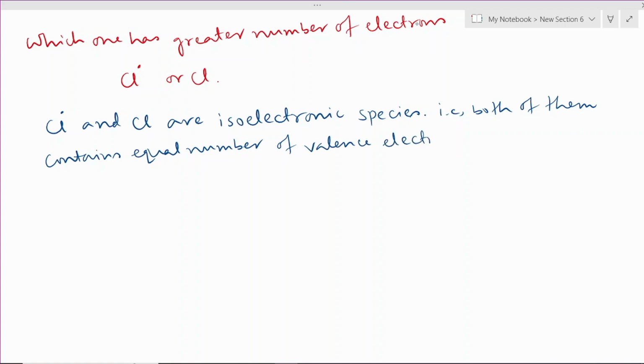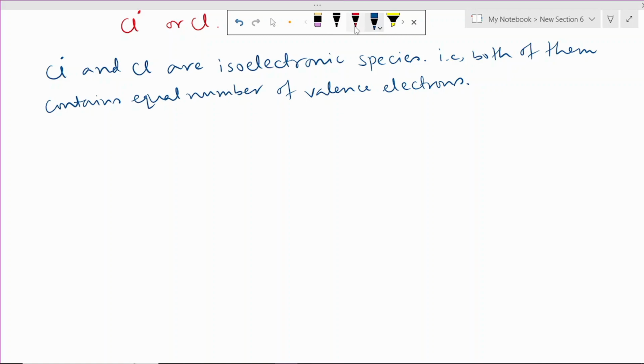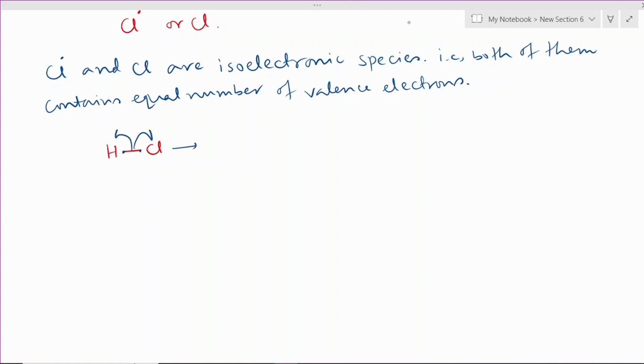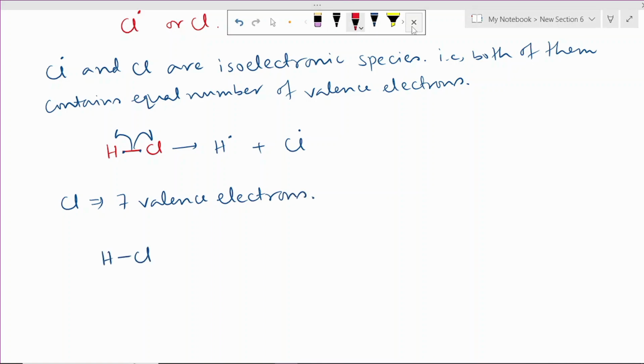valence electrons. In order to understand this concept, we take an example of HCl. Suppose this is the electron of H and this is the electron of Cl. And if homolytic fission occurs, then in such a way, you get H dot and Cl dot. Now, atomic Cl has 7 valence electrons. In HCl, if we draw the lone pairs of chlorine, this is one lone pair, this is another, and this is another. Now, if we count the valence electrons of chlorine, this is 1, 2, 3, 4, 5, 6, and 7.